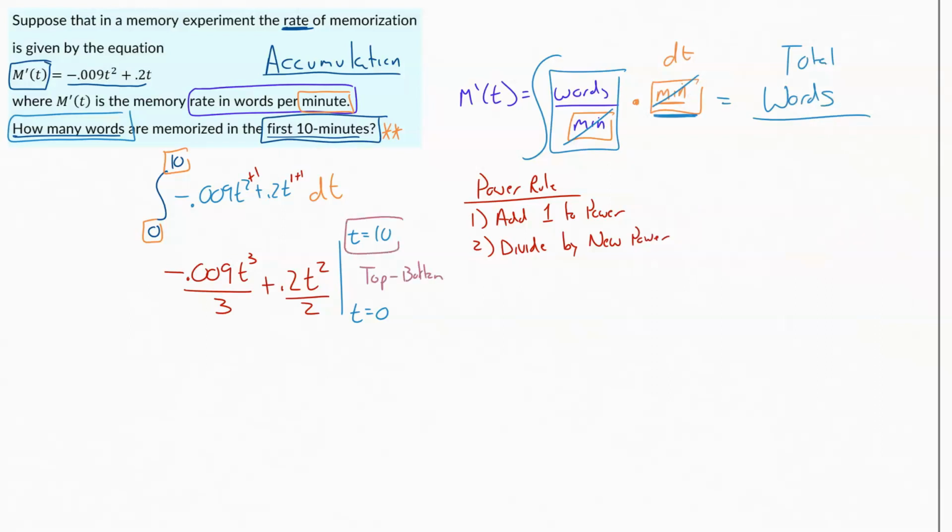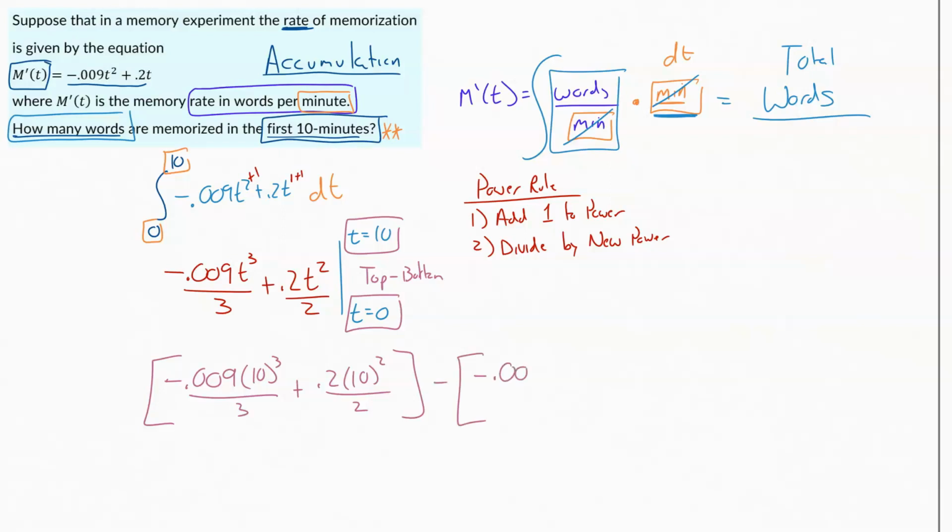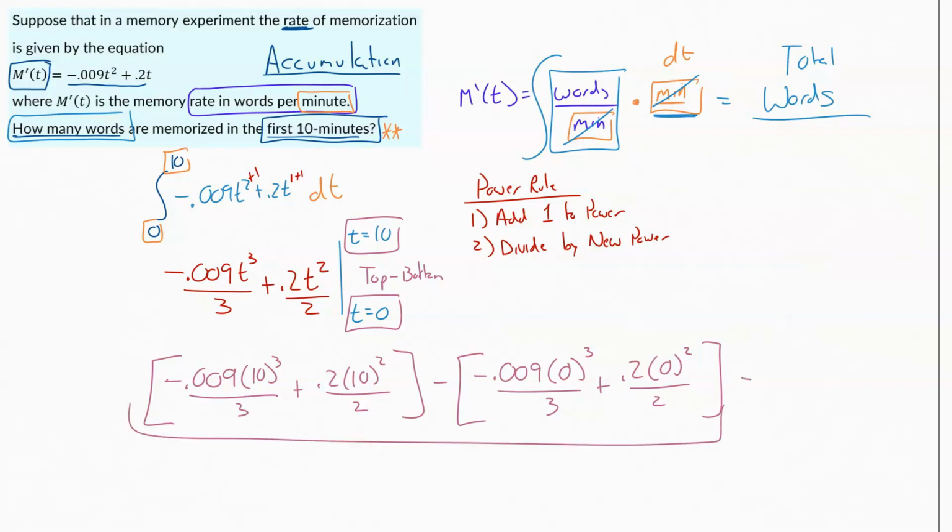So we're going to take the top value, plug it into this equation, and then subtract off the bottom value plugged in. So we get negative 0.009, and then instead of t, we plug in the top value of 10, divide that by 3, plus 0.2 times plugging in 10 for t squared over 2. There's our top value, and we subtract off of that the bottom value plugged in. So negative 0.009, instead of t, we now have 0 cubed over 3 plus 0.2, plugging in 0 for t squared over 2. And then pop that into your calculator, get out your answer, and what you're going to see is that when you plug that all in, all of that ends up equaling 7.